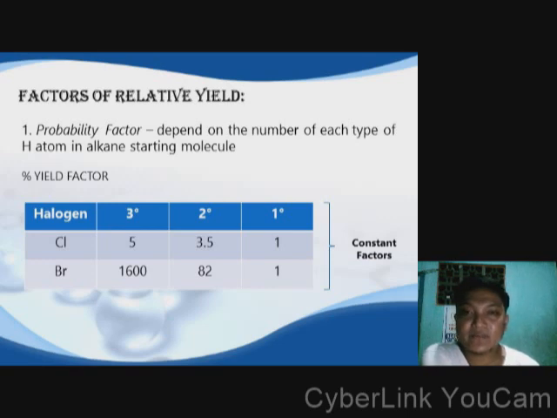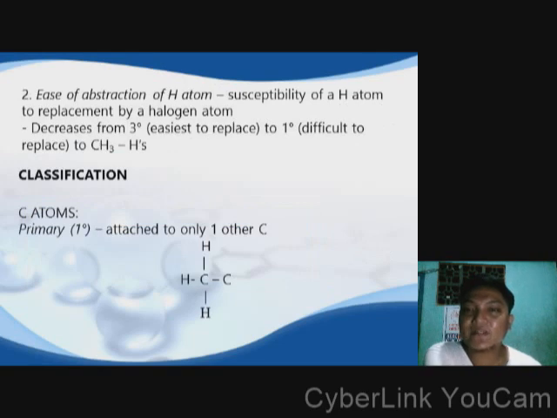Primary, secondary, and tertiary refer to the carbon number, the placement of the carbon. Abstraction of a hydrogen atom is the susceptibility of a hydrogen atom to replacement by a halogen atom. The susceptibility of a hydrogen atom to replacement by a halogen atom decreases from tertiary. Easiest to replace is tertiary, and primary is the most difficult to replace.